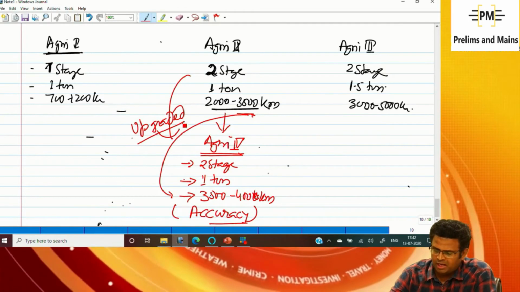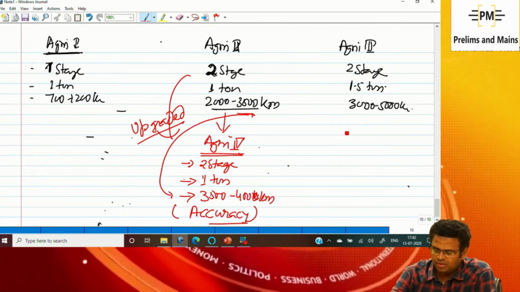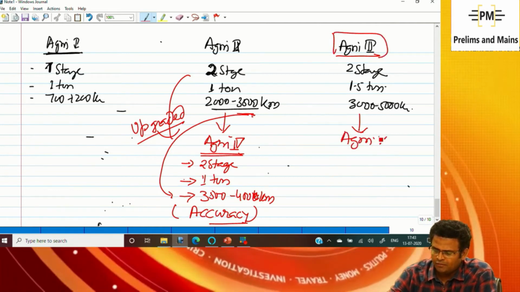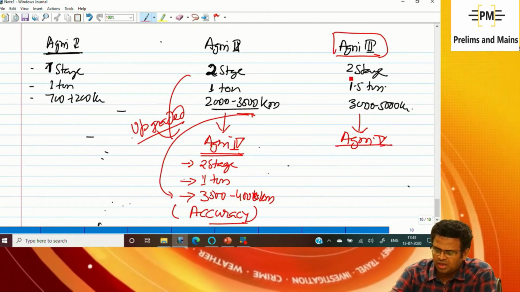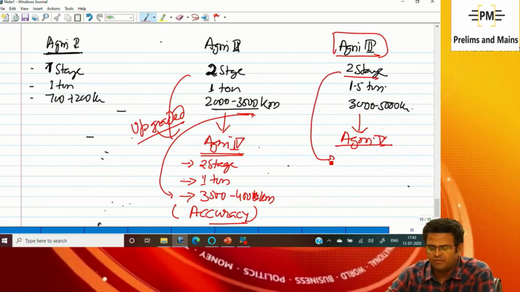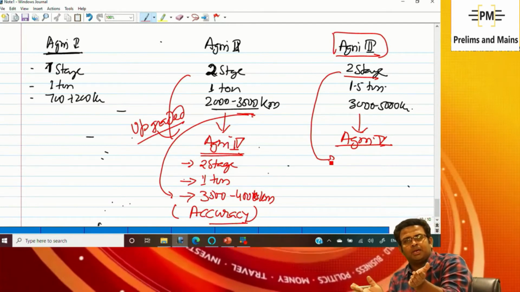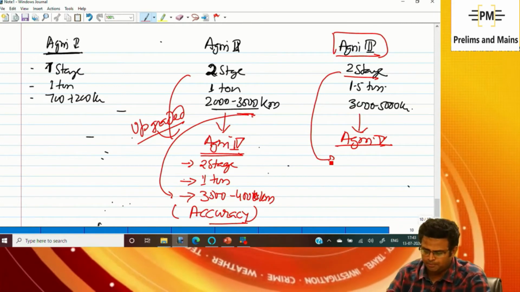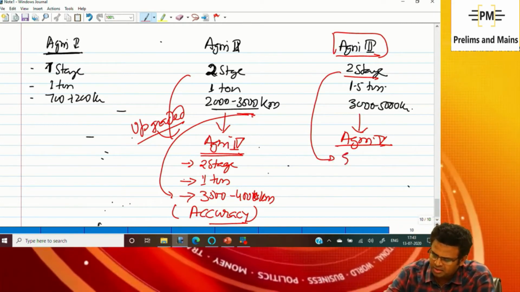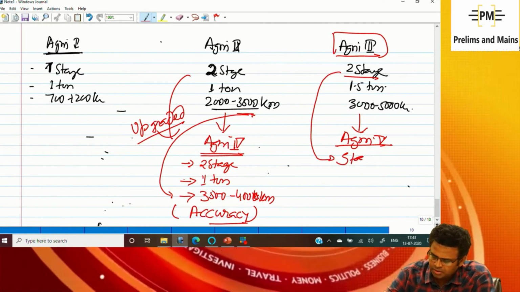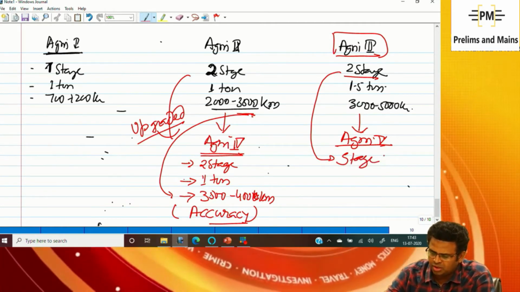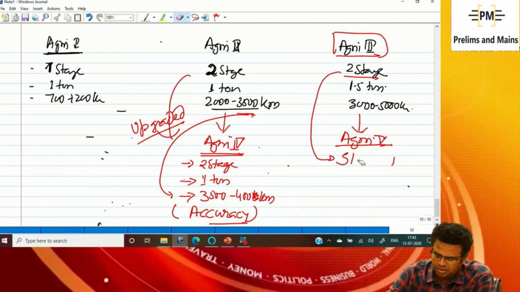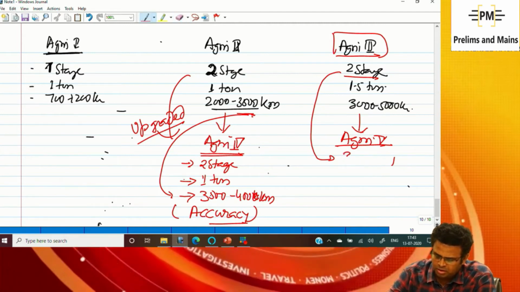And Agni 5, this is your Agni 3. In Agni 5, Agni 3 is 2 stage, here it is 1 stage increase. It is an upgraded version of Agni 3. Agni 5 is an upgraded version of Agni 3, and here it is stage 3. We have 2 stages here, no, Agni 5 has 3 stages.